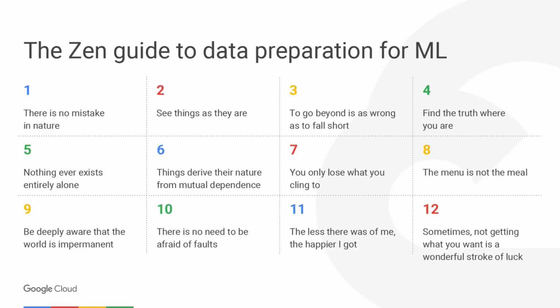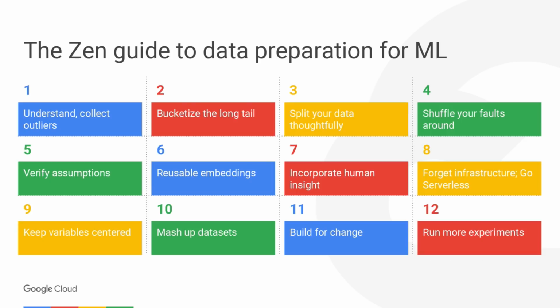This concludes our 12 principles of data preparation for ML and analytics. More easy to understand here are the typical terms we would use for them. As mentioned at the beginning, this is mostly about how we handle outliers. We need to understand and collect them, take those in the long tail and bucketize them, and make sure that we verify any assumptions and clean data.